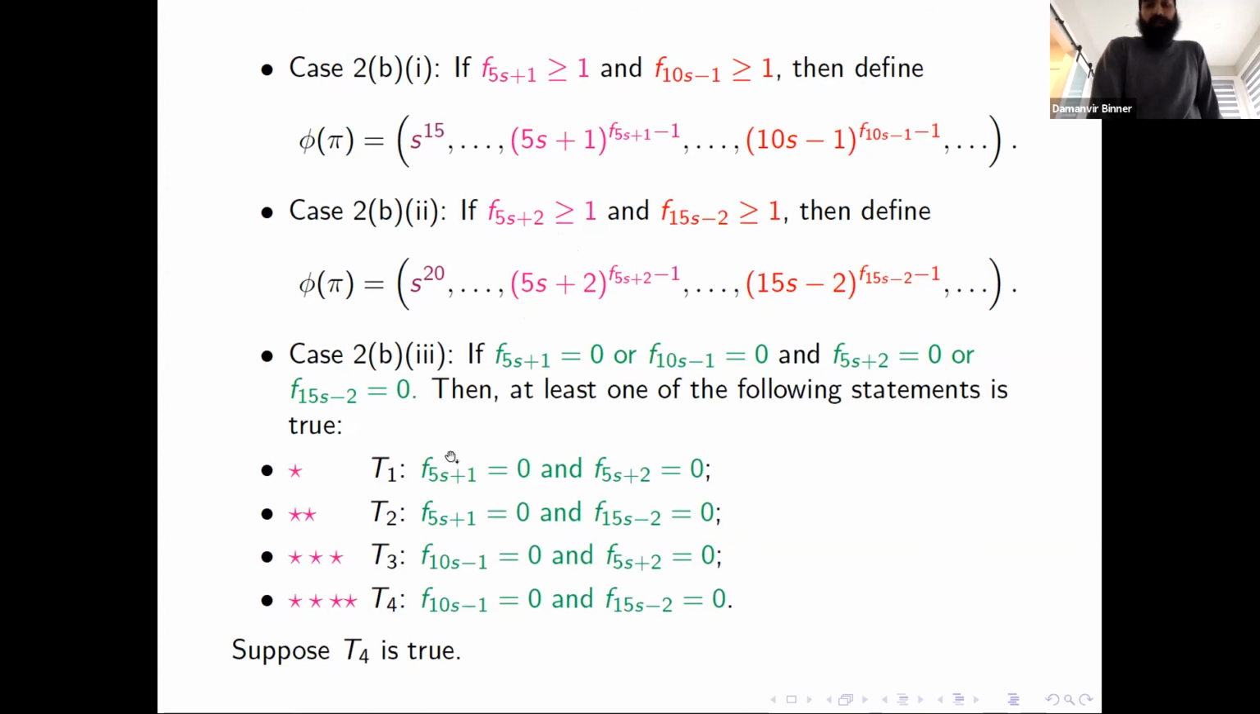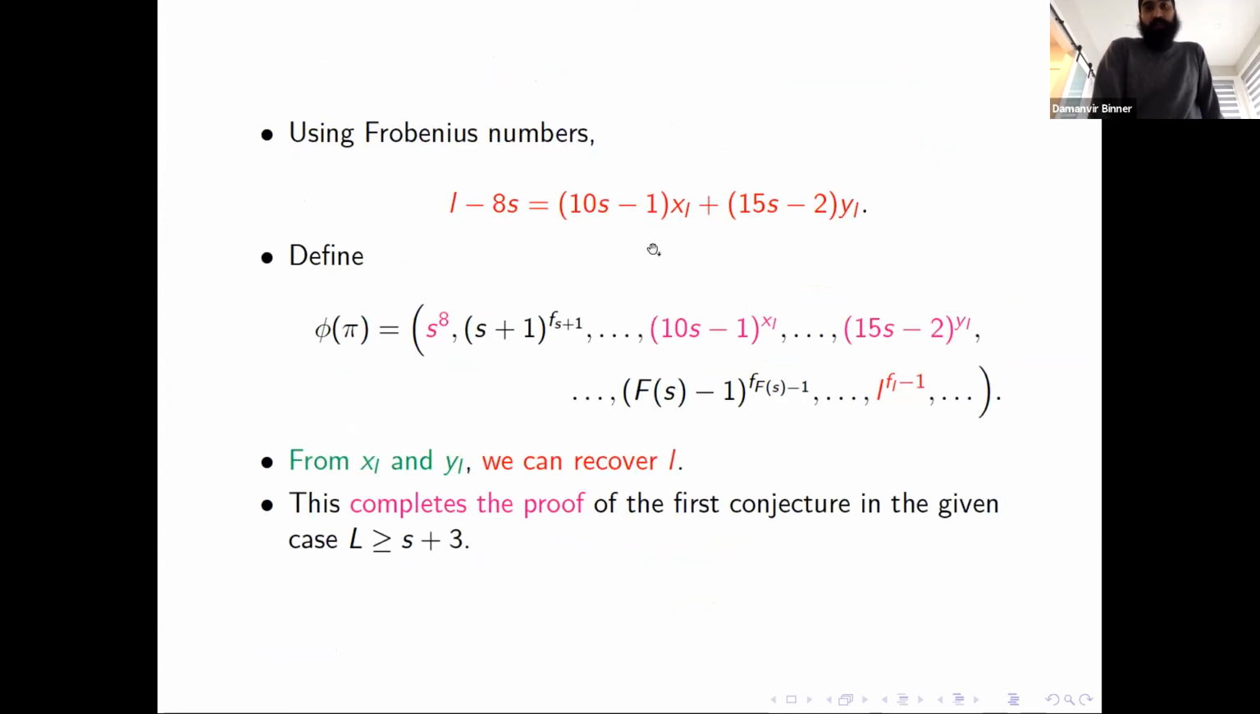So accordingly, we get that at least one of these 4 statements is true. So we handle each of them similarly. And suppose T4 is true, so we get this assumption that these two frequencies are 0. And that is precisely the scenario that we want to be in. So now the image looks like this, and we can recover XL and YL from here, and thus L, and the map will be injective. So this completes our proof of the first conjecture in this case.